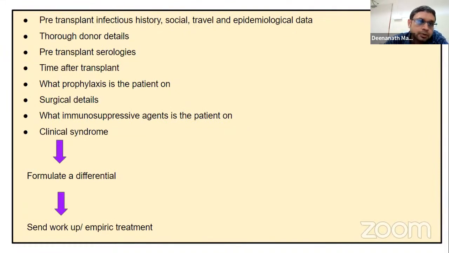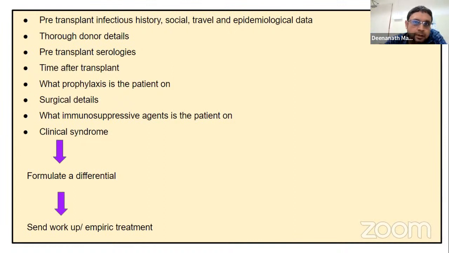So you have to take into account several factors: his pre-transplant infectious history, social history, travel history. Then depending on the time point when you're seeing this patient, whether it's just after the transplant, then I'll consider his donor details very thoroughly, or his pre-transplant serologies. If it's later on, maybe 6 months, 12 months down the road after his transplant, then important details are, what is the kind of prophylaxis that he's on, whether he has been treated recently for rejection, what are his immunosuppressive therapies.